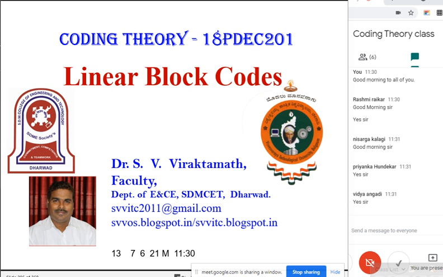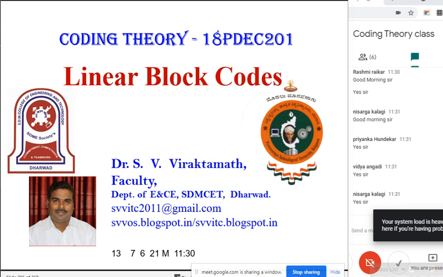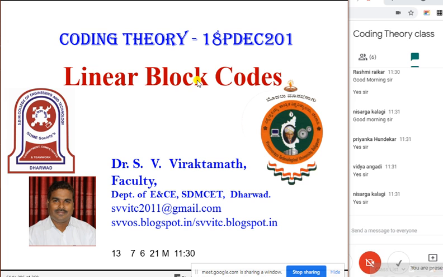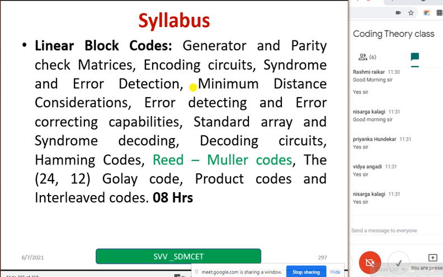So now we are discussing the linear block codes, and please keep your mind today on the slides only. These are the Reed Muller codes we are going to discuss. It's a little bit complex compared to the linear block codes we have done so far.